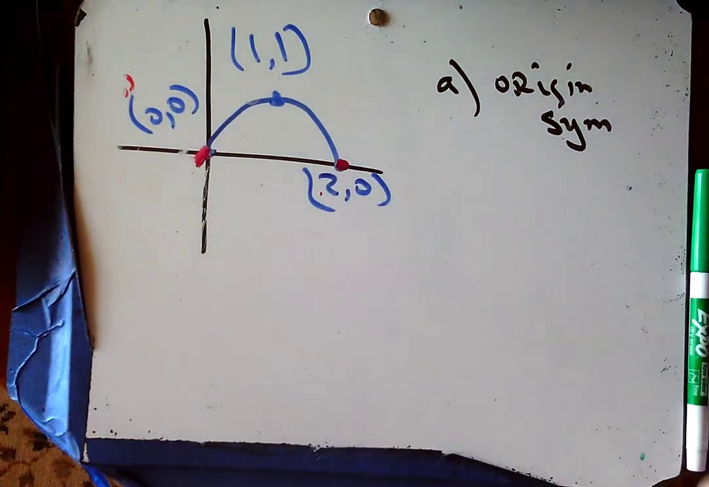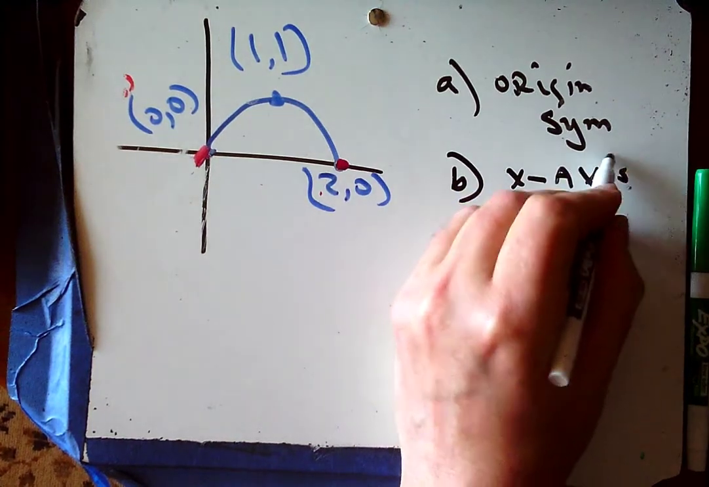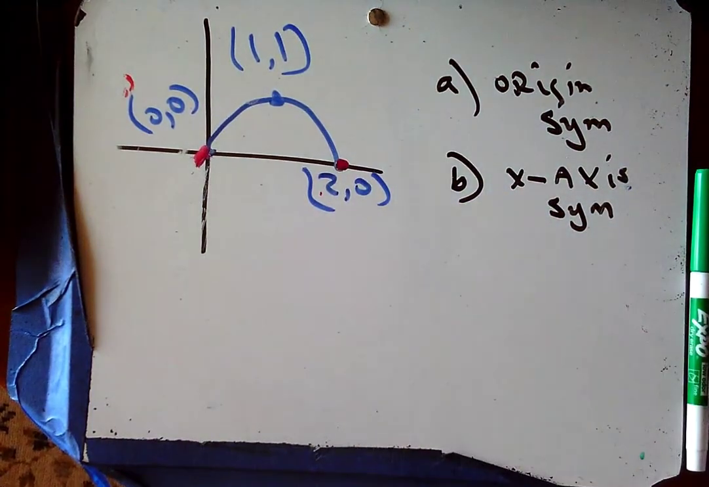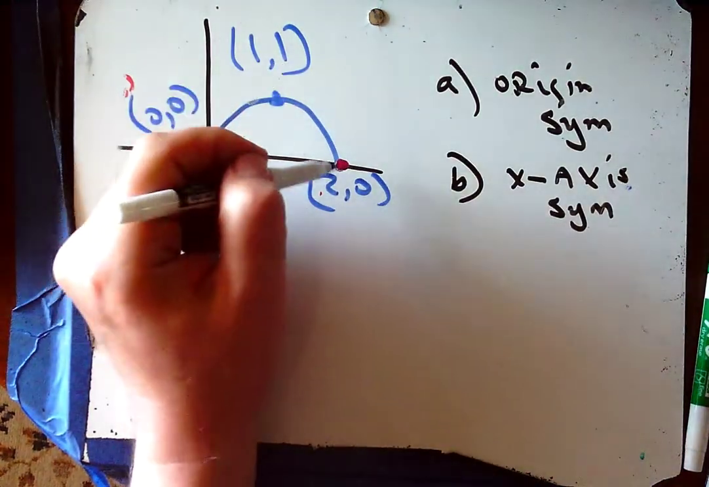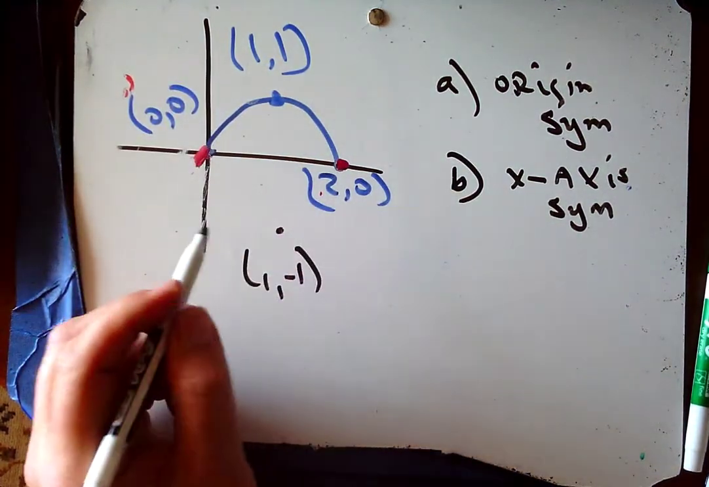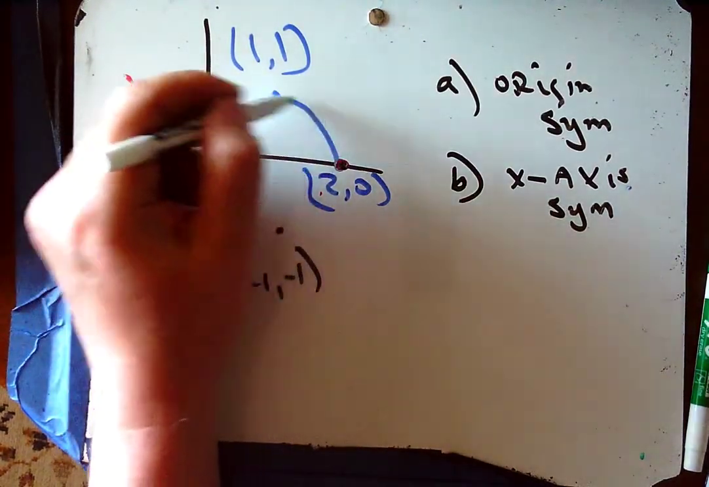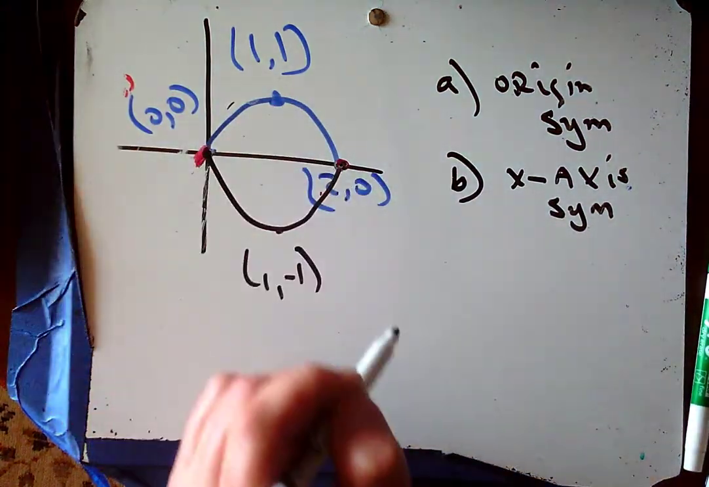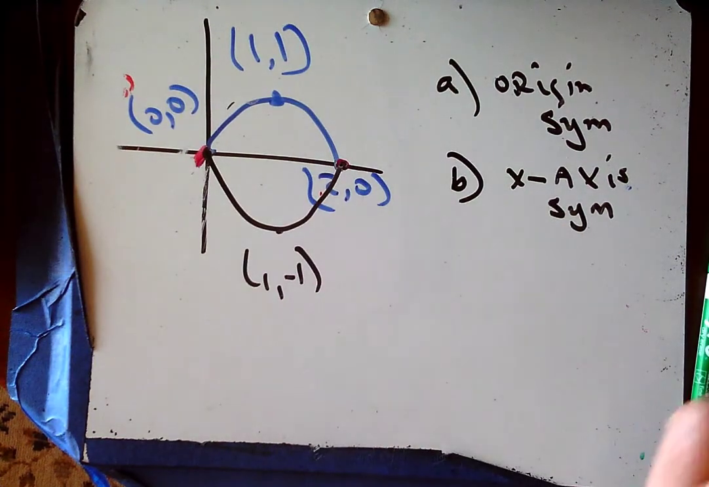Now, can you complete this graph B so that it has x-axis symmetry? Take a moment to complete this graph with x-axis symmetry. And with x-axis symmetry, we know that we're supposed to change the sign on just the y values. So this point up here, (1, 1), is going to become this point down here, (1, -1). (0, 0) stays the same, (2, 0) stays the same, and I'm taking this shape and flipping it down here. This is definitely not a function, but it does have x-axis symmetry.